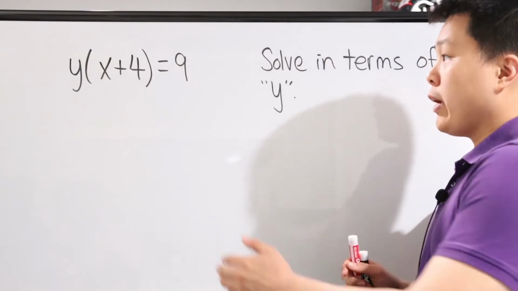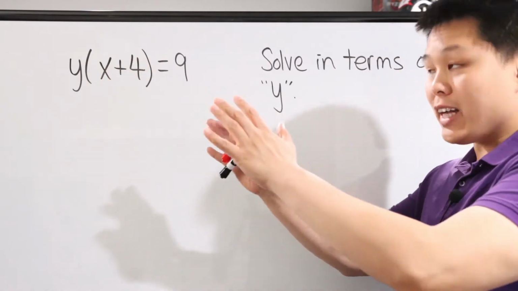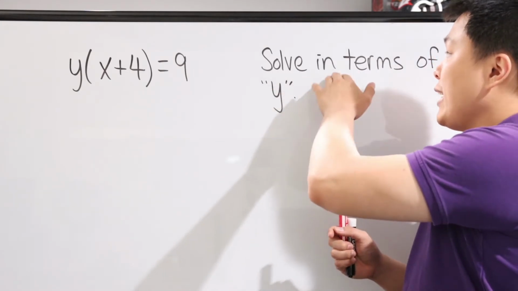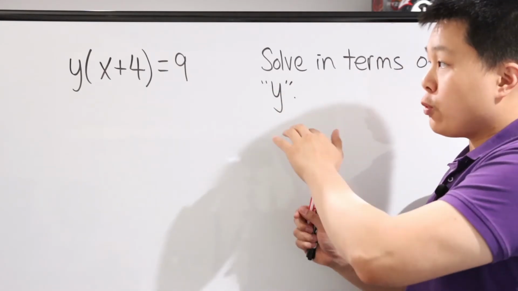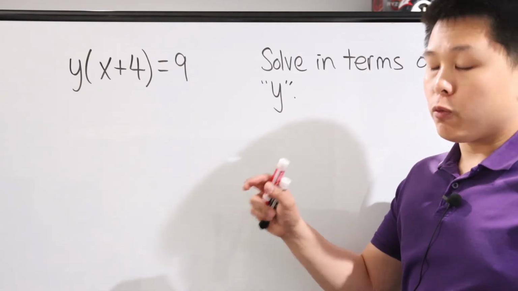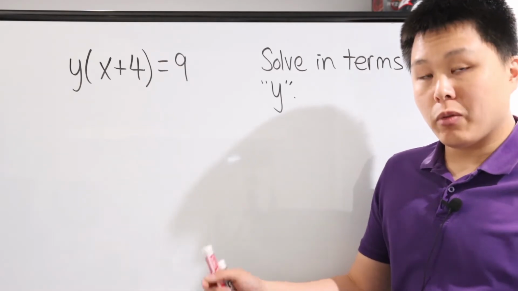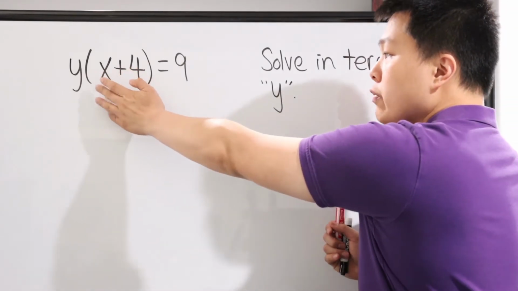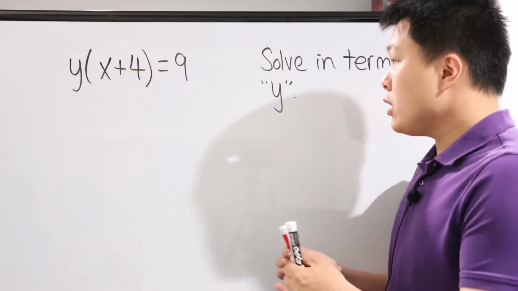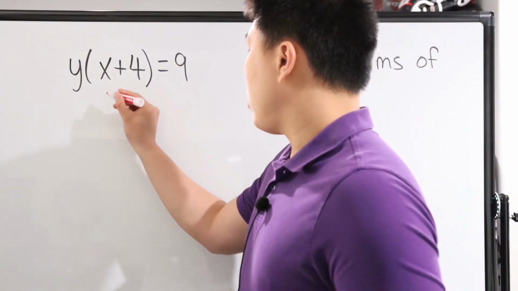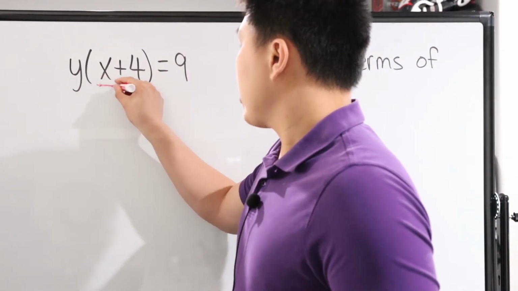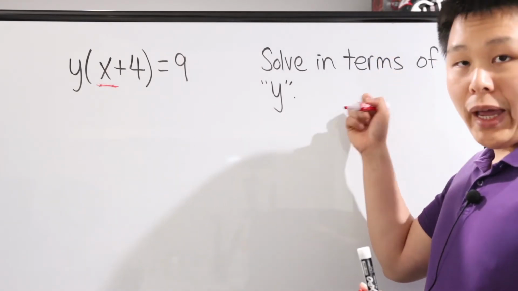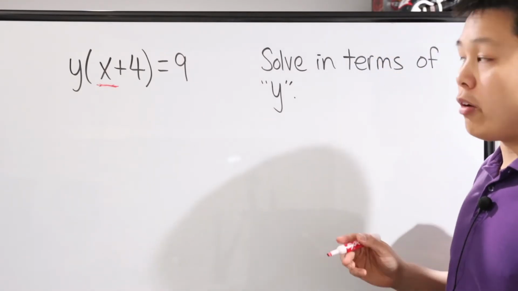So for this problem, we have y times parentheses x plus 4 equals 9. Notice this, however. Solve in terms of y. So we're not trying to find y by itself. We're trying to find the other variable by itself, and the result, the answer, must have y in it. So the other variable in this case is x. So this is the one we actually want to solve for right here. And then the y is just going to be in the result. So we got to be very careful. Remember, pay special attention to the wording of the problem.